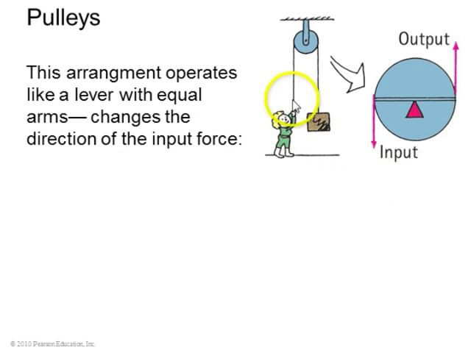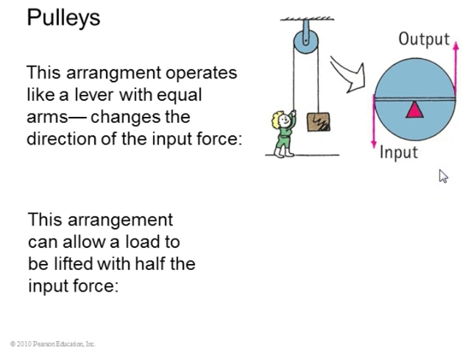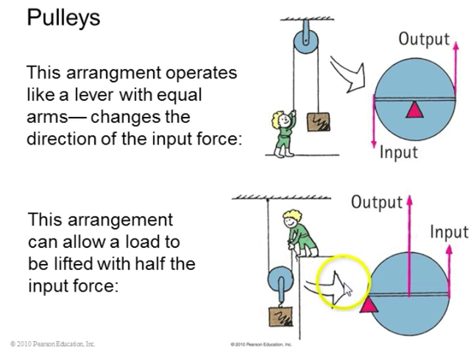A pulley arranged like this, a fixed pulley, can change the direction of the force but not the magnitude of the force. You can also have a movable pulley, which can actually change the amount of force. Here you're lifting this load with half the force, but you're pulling it a greater distance. If you pull 1 meter up, the block will move half a meter up, but the output force will be doubled.